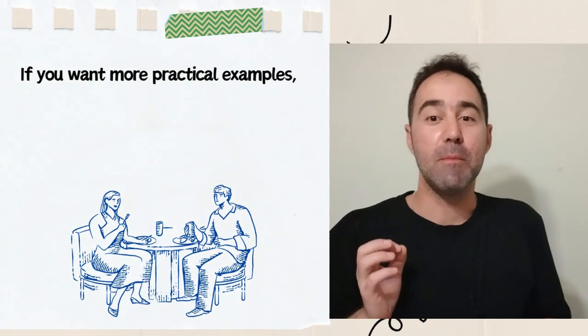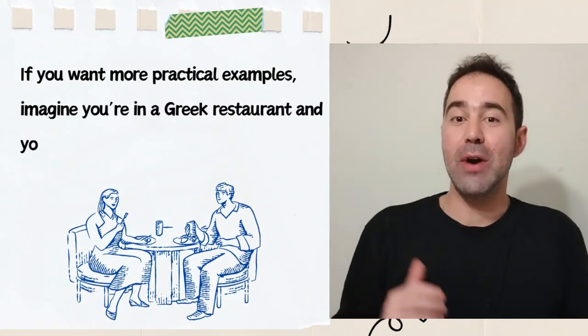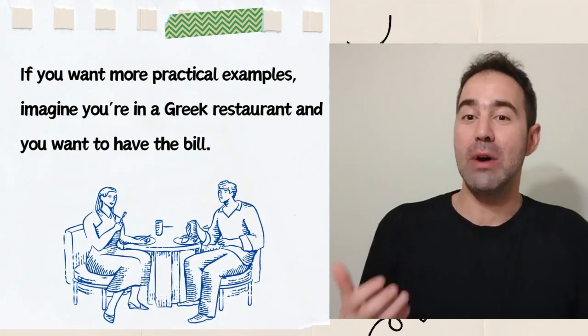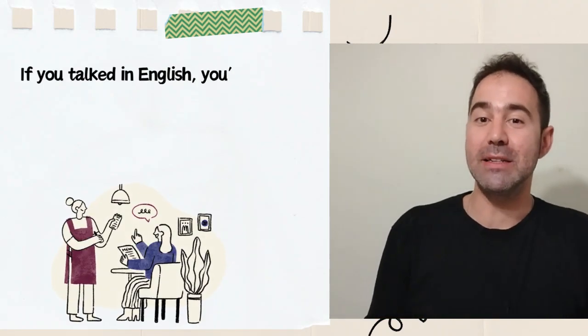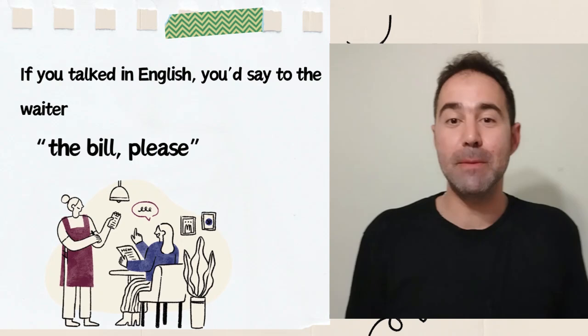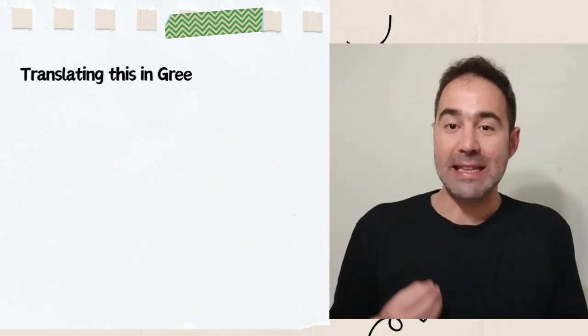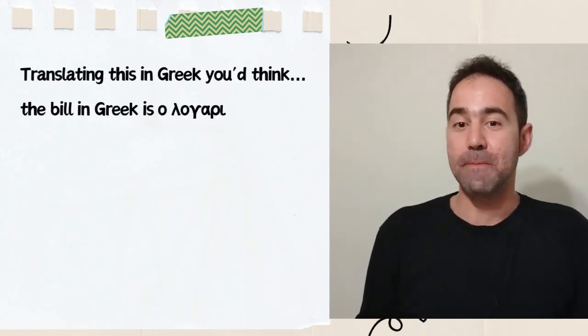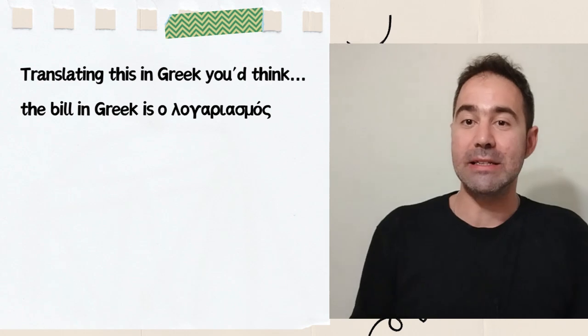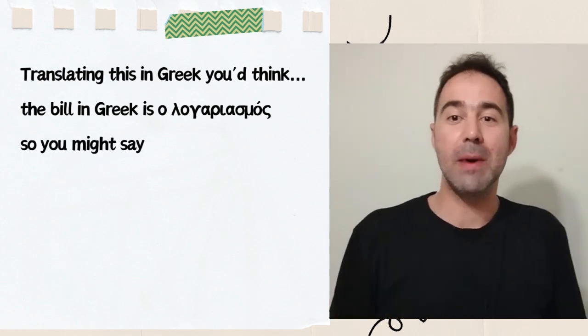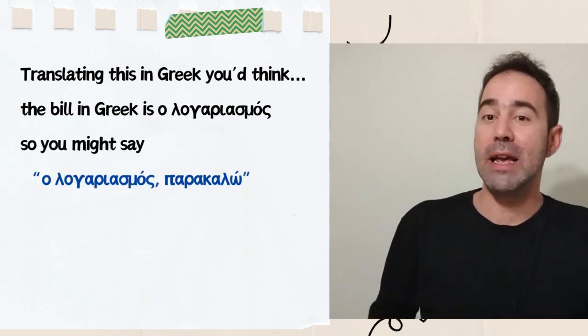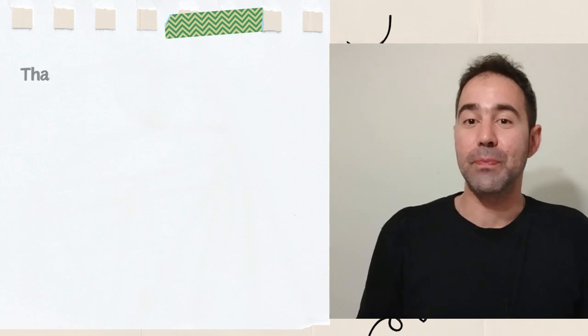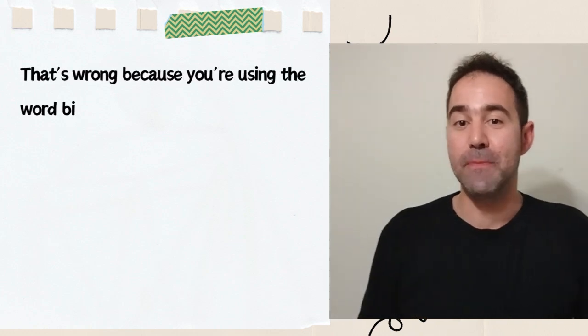If you want more practical examples, imagine you are in a Greek restaurant and you want to have the bill. If you talked in English, you could say to the waiter, "The bill please." Translating this in Greek, you would think, the bill in Greek is ο λογαριασμός, so you might say ο λογαριασμός παρακαλώ, and this is wrong.